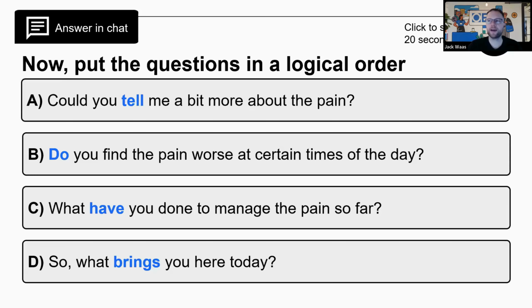So now, think about a consultation that you might have with a patient. How would you put these questions in order? Which one would you ask first, second, third, fourth? Put these questions in logical order. All right, I'll give you 20 seconds to do that, and write your answers in the chat. You can write the letters.